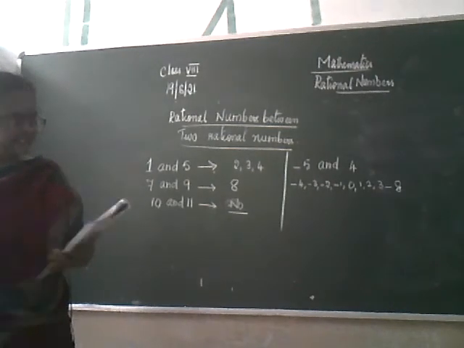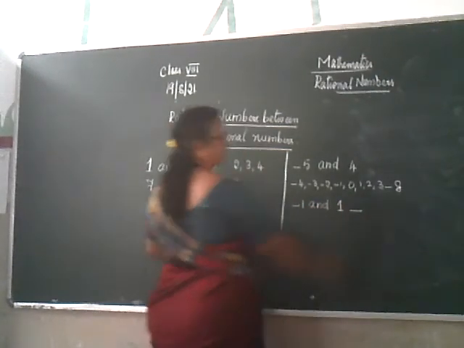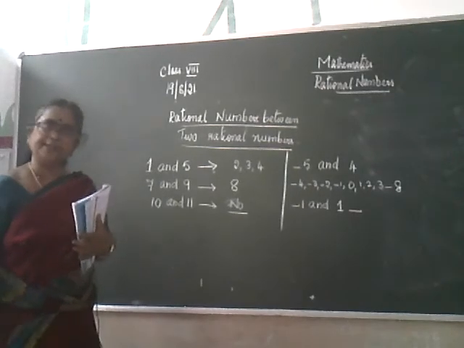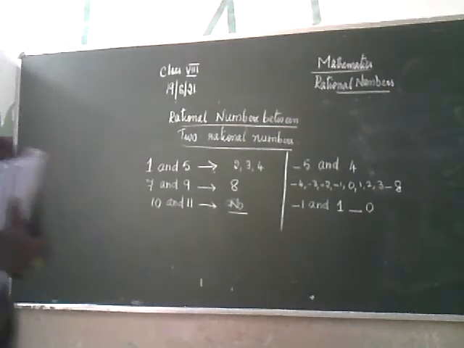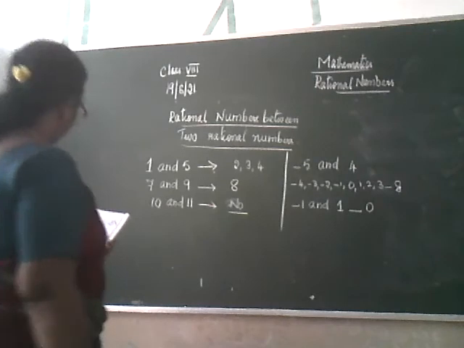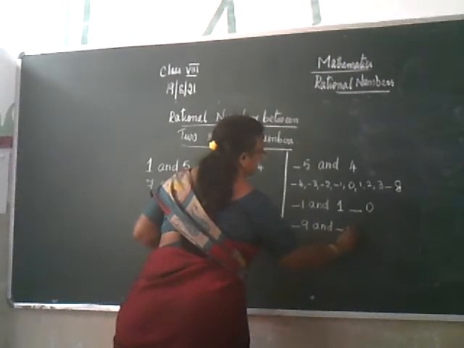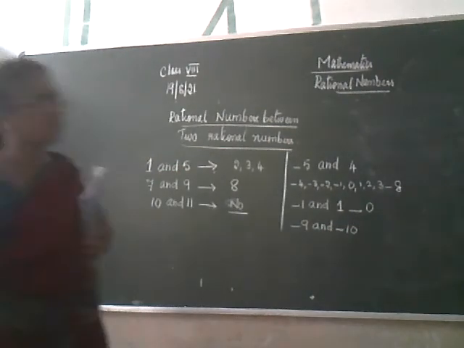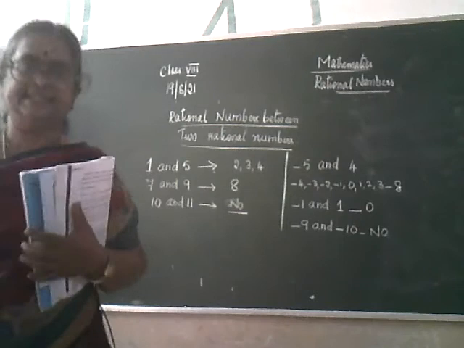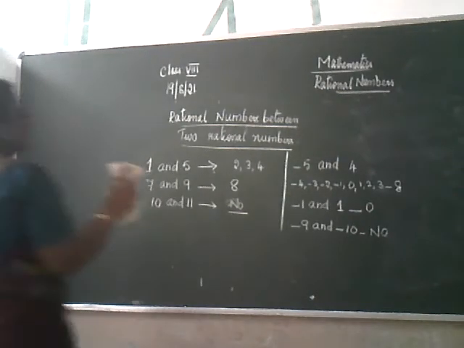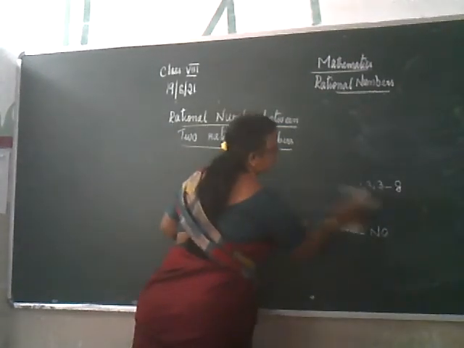How many integers are there between -1 and 1? On the number line, between -1 and 1, there is an integer called 0. Only 1. So, how many integers are there between -9 and -10? There are no integers between -9 and -10. So, all this you already learned in your previous classes. You know about all these things.